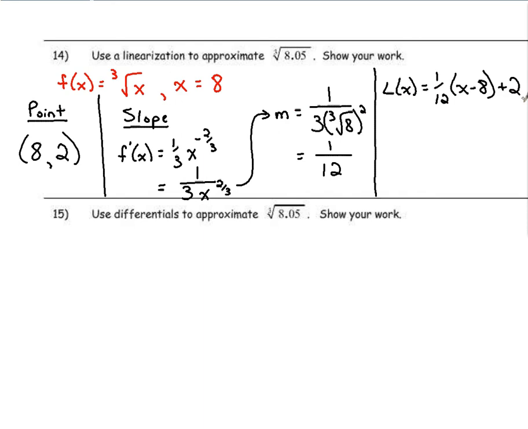Using my linearization function, I can now evaluate the cube root of 8.05 by taking 8.05 and plugging it into this function I've come up with. When I plug in 8.05 to this function, rounding off to 3 decimal places, I get 2.004.